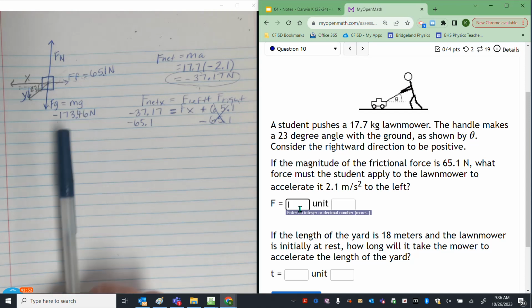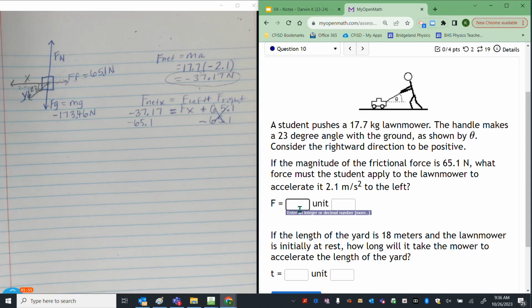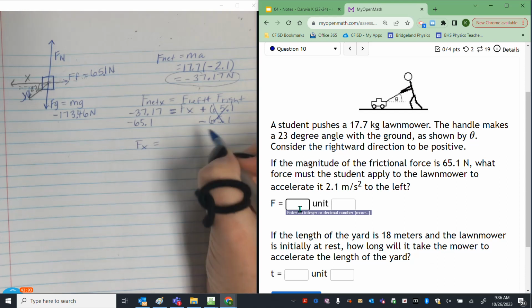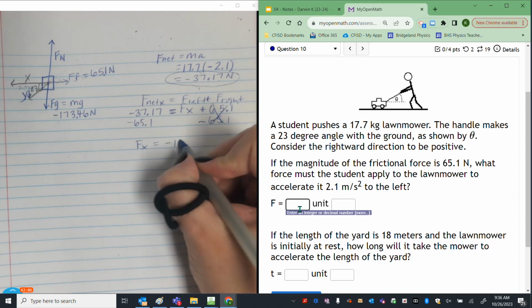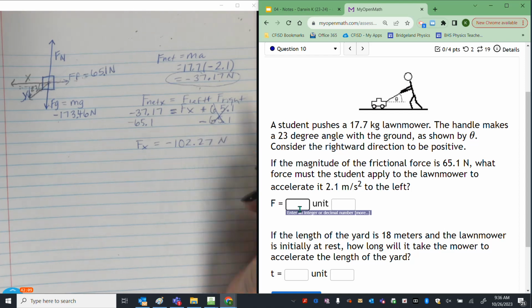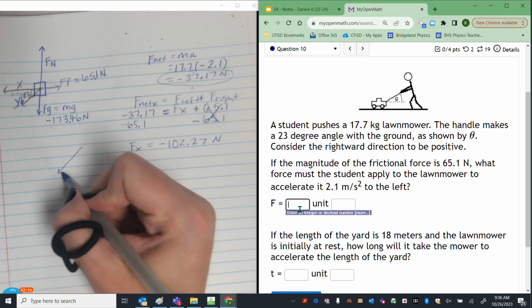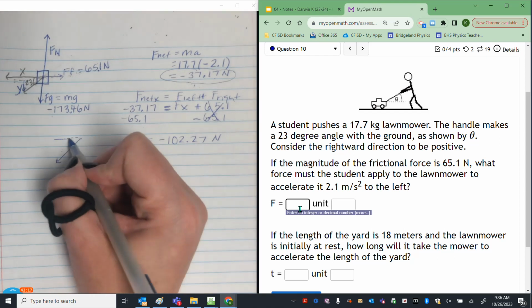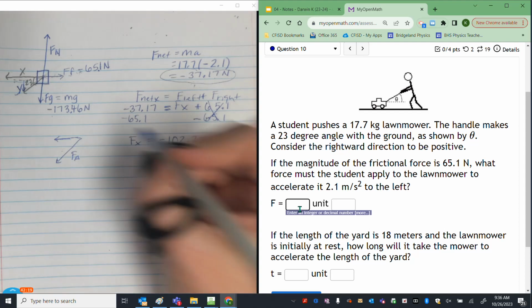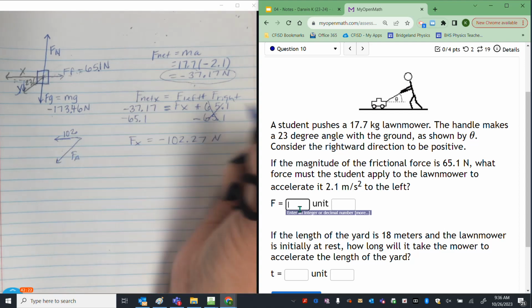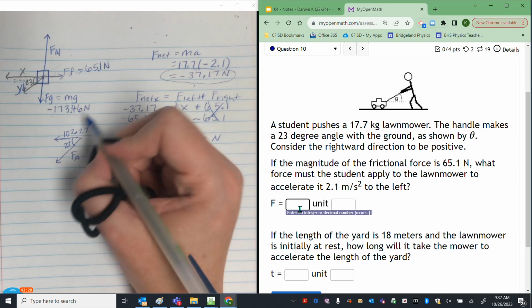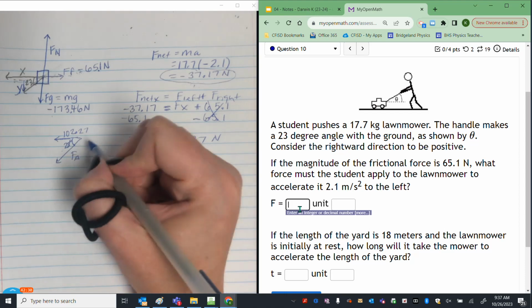Let's see, force the student must apply. Oh, okay, so that's actually not his applied force. What we just solved for was the x component of his applied force, negative 102.27 newtons. Again, his force is applied at an angle. This is the applied force, and there is a component of it going this way. That component is what we just solved for, 102.27. We also know the angle is 23 degrees. We don't know the other component. We could solve for it, but we don't actually need it to answer this question.